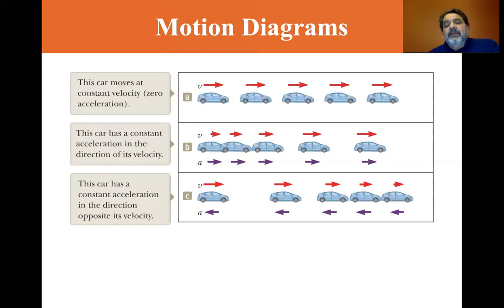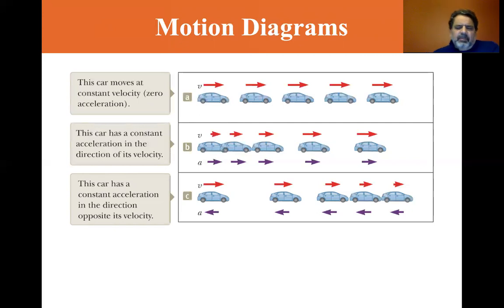And B, this car has a constant acceleration in the direction of its velocity. So if you can see in B there, the middle diagram, the acceleration is constant. All those little purple arrows, they're all the same. But notice the red arrows, they increase with time. And not only that, the spacing between the cars increases because it's speeding up.